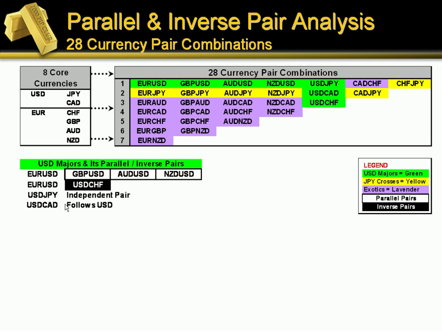The USD CAD. So in this case, the CAD follows the US. The Canadian currency follows the US economy because of the proximity and the fact that US is the largest trading partner with Canada.